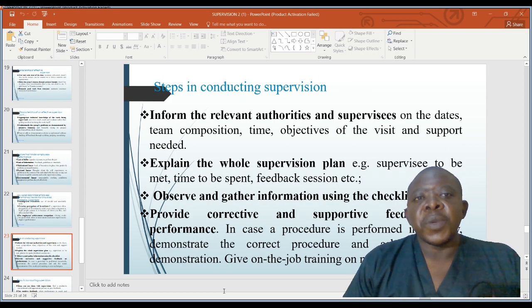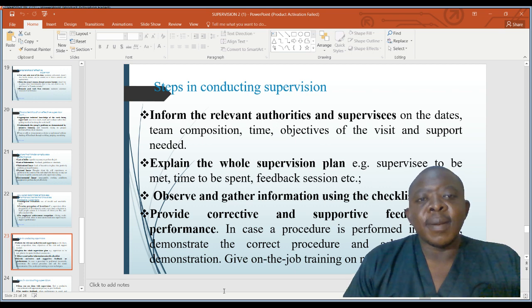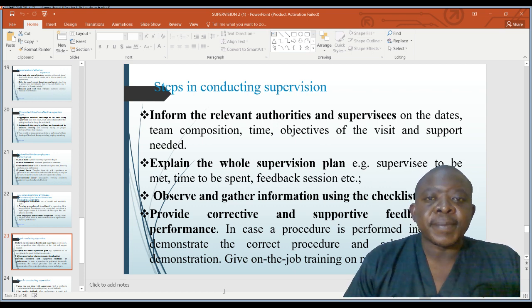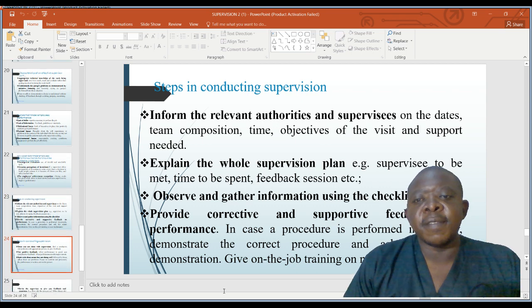Then we went on to look at steps in conducting supervision. The first one is informational. The second one has to do with explanation of the plan. The third step is observational, using a checklist or a standard tool that is available. The fourth one is providing feedback that may be corrective or supportive.